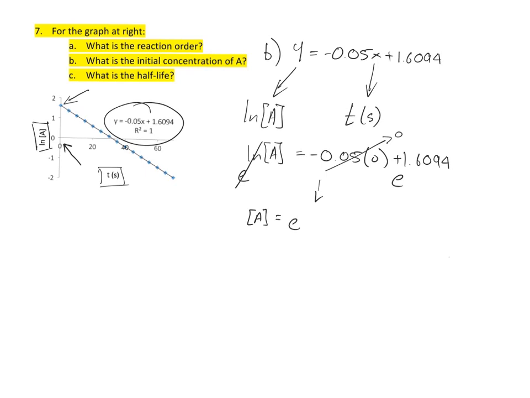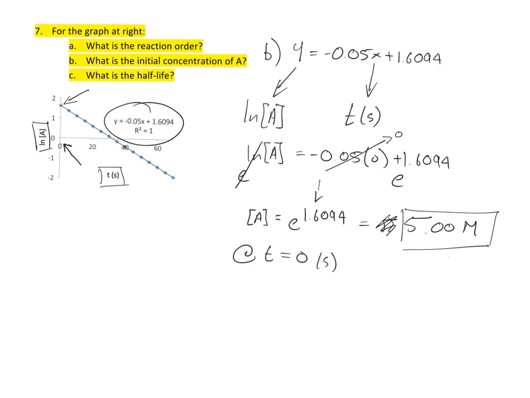equals e to the power of 1.6094. And if we plug that into our calculator, we find that that is 5 molar. So what does this mean? This means that initially, at time equals 0 seconds, the initial concentration of A is going to be 5 molar.